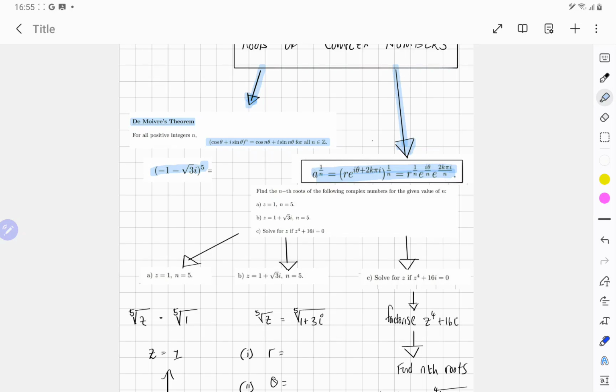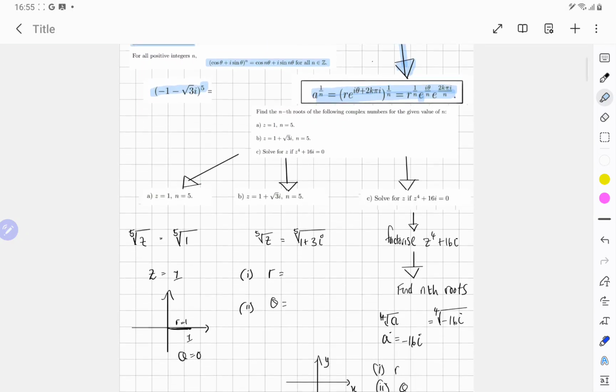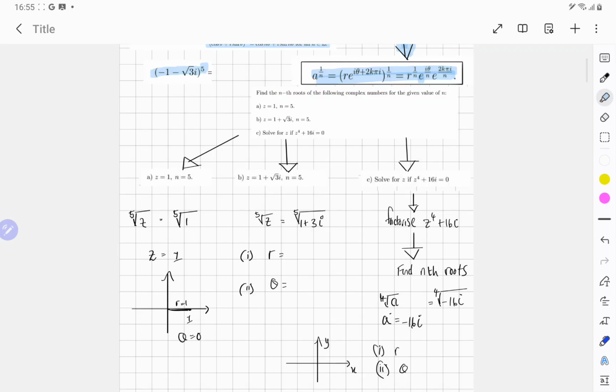The nth root of the complex number is r to the power of 1 over n, e to the power of i theta over n, e to the 2k pi over n. So make 100% sure you understand the difference between these two branches. This one will be to the power of 5. Here, they will ask you to find the nth root.